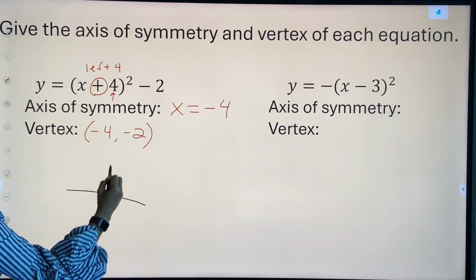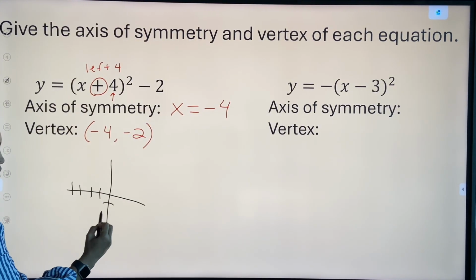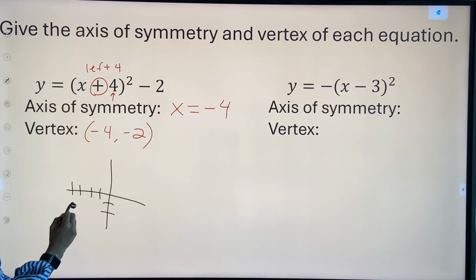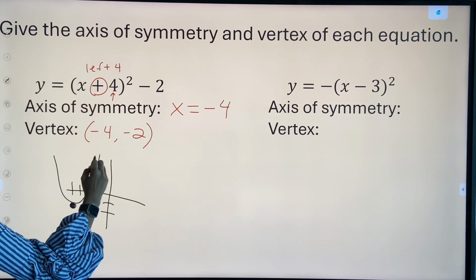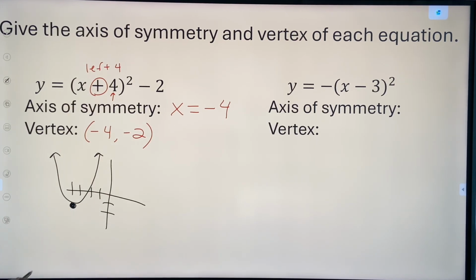If you were to graph this, it went left 4, down 2, and it's facing up. And that's where you see your axis of symmetry right there at x equals -4.